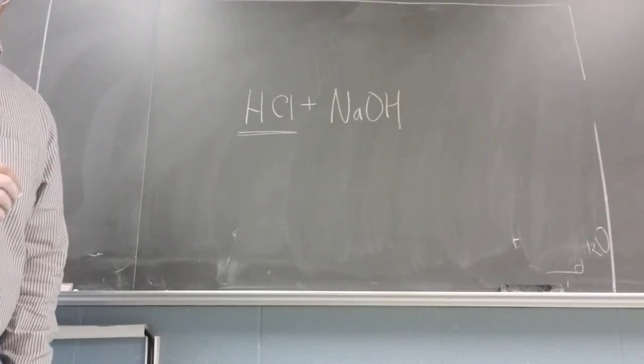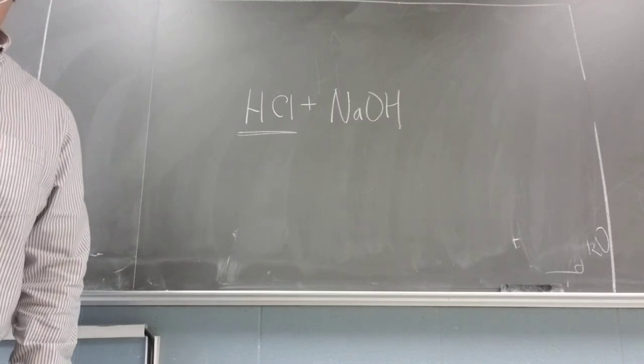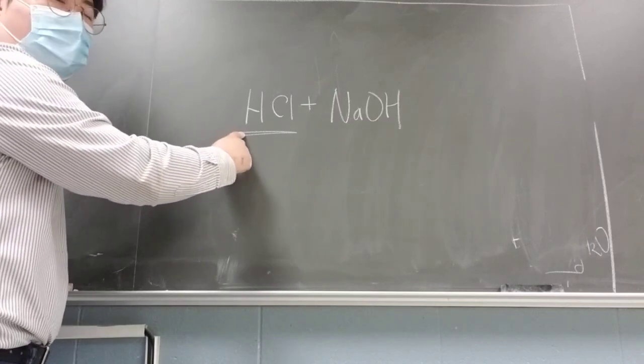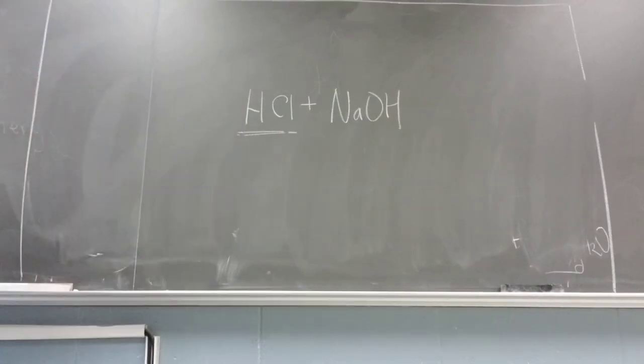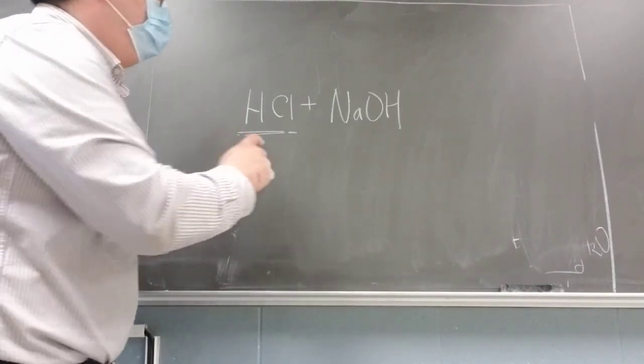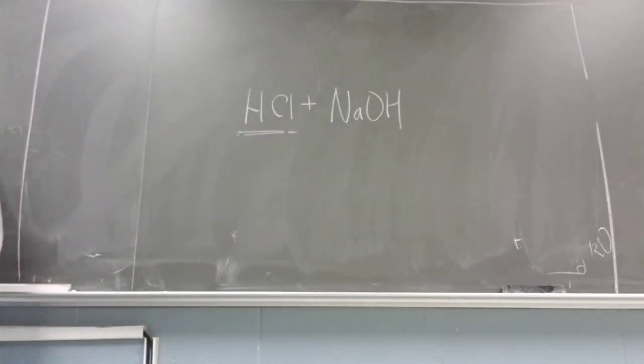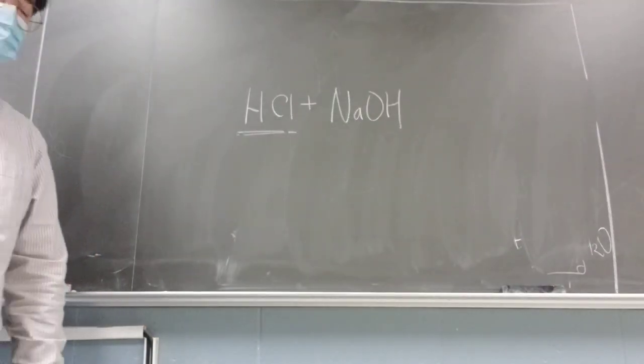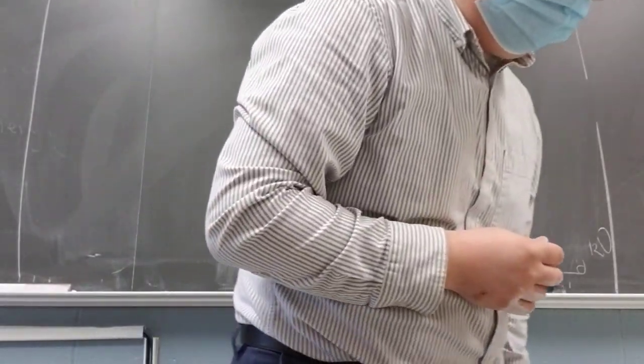HCl. It's a binary acid. How do you name it? Hydrochloric acid. Yeah, perfect. Great. So we have hydrochloric acid and sodium hydroxide. What might be the net ionic equation for this one?